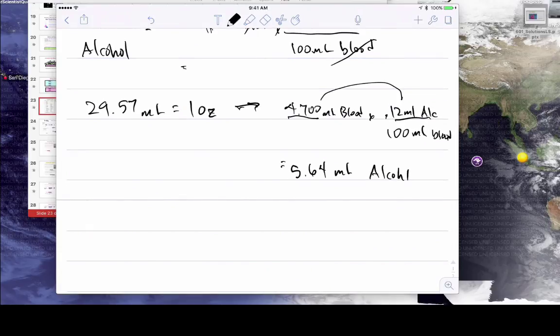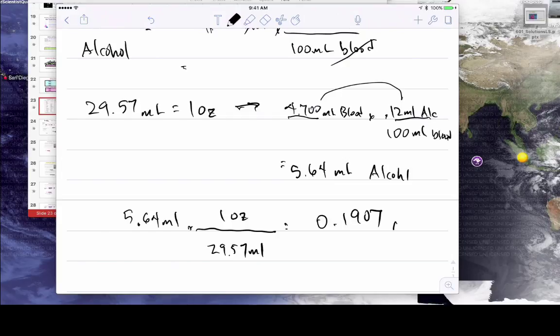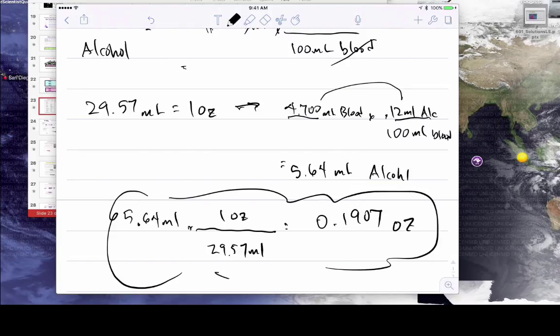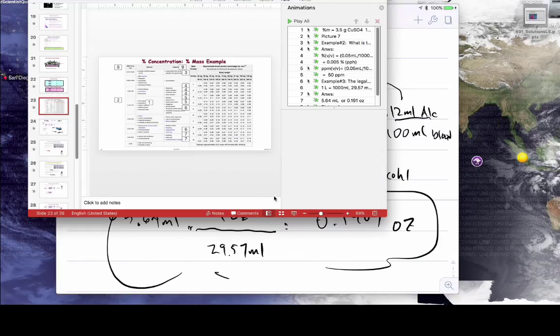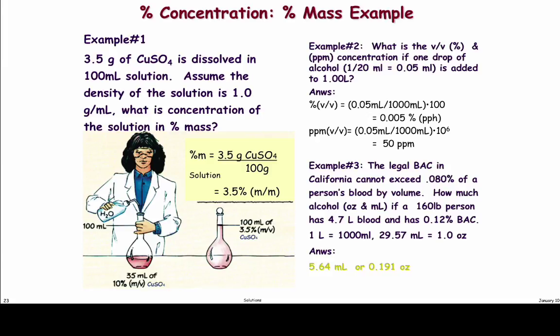Now, to convert that to ounces, we can do 5.64 milliliters, and we know that for every 29.57 milliliters, we have 1 ounce. And if we do that math, we come up with 0.1907 ounce. So that's the math that you have for this particular problem, and that's the answer that you see here.